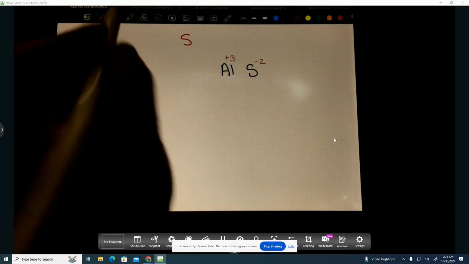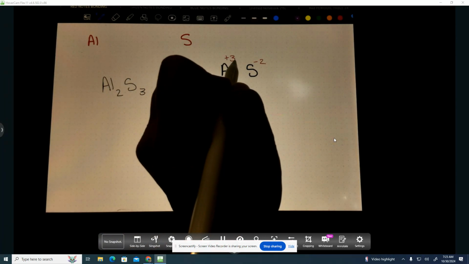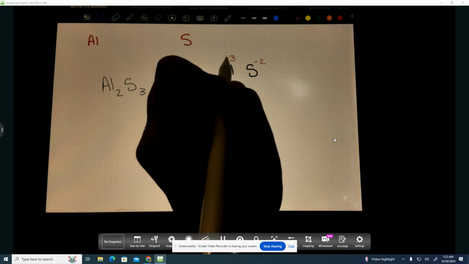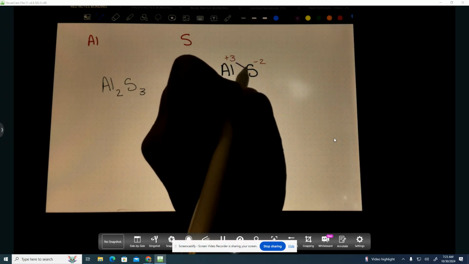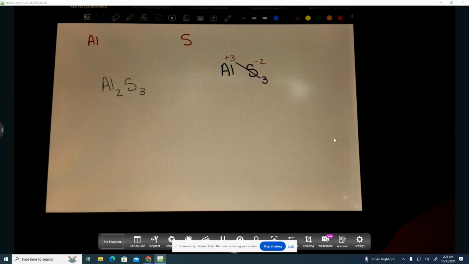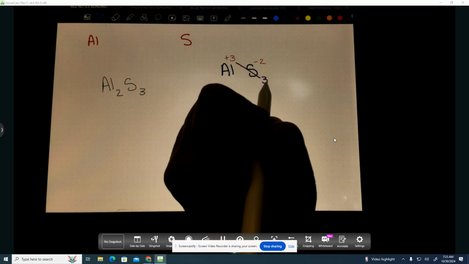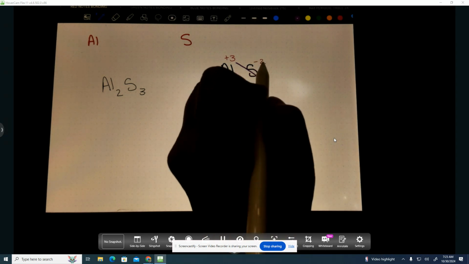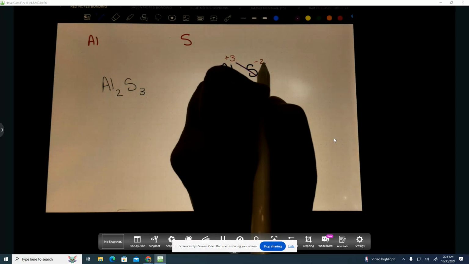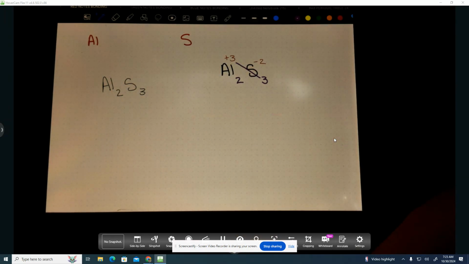So the easiest way to do these is to do what we call the crisscross method. We're going to take whatever number, not the sign, just the number, and we're going to push that number down to the opposite. So if that 3 is on the cation, then that becomes the subscript of the anion. The 2, which is on the anion, is going to become the subscript for the cation. Good? Okay. Any questions on that?